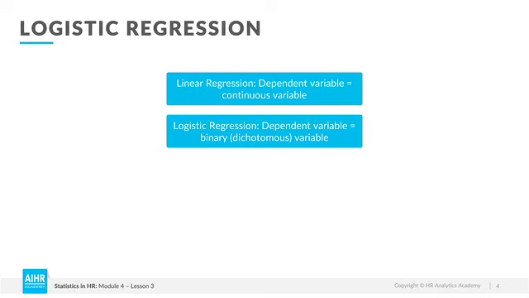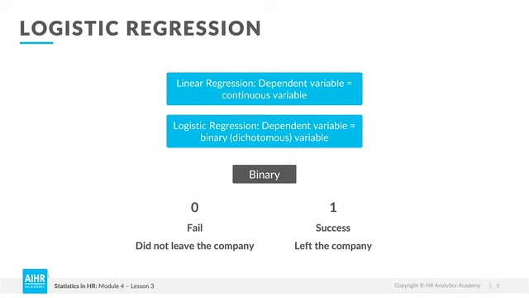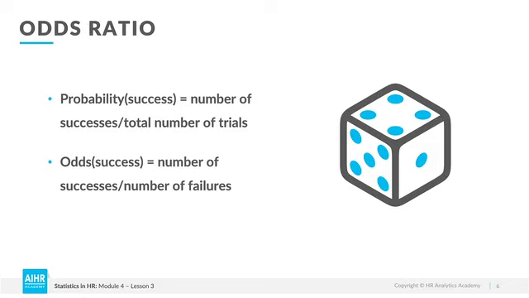Because of this, when interpreting the binary logistic regression, we are no longer talking about how our independent variables predict a score, but how they predict which of the two groups of the binary dependent variable people end up falling into. For instance, this can be fail or success, or people who didn't leave the company and people who did leave the company. To do this, we look at the odds ratio, which is often confused with probability.